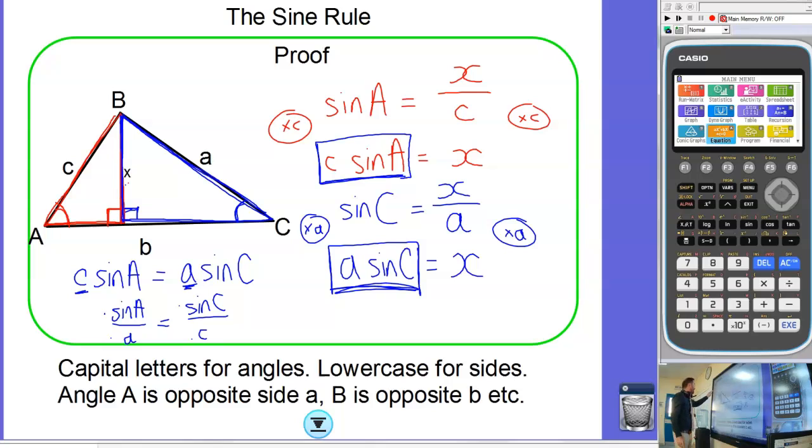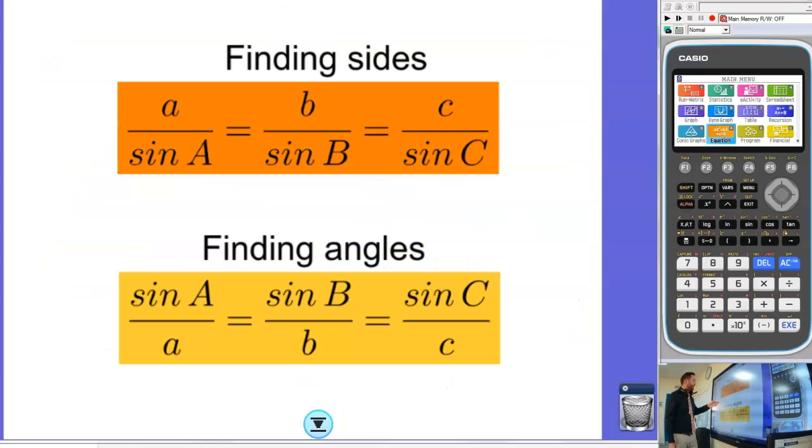We can go even further with that. If I split up the triangle differently, I can actually find that sine A over a is equal to sine B over b is equal to sine C over c. And I can flip those upside down, and say a over sine A is equal to b over sine B is equal to c over sine C. This is the sine rule.